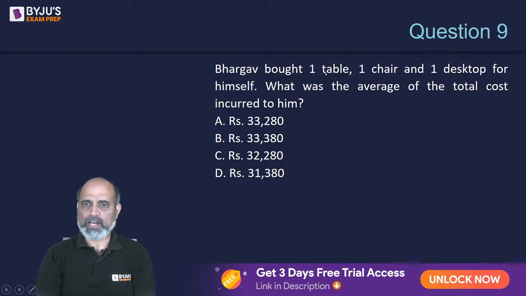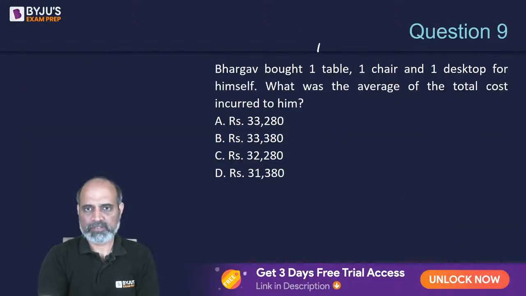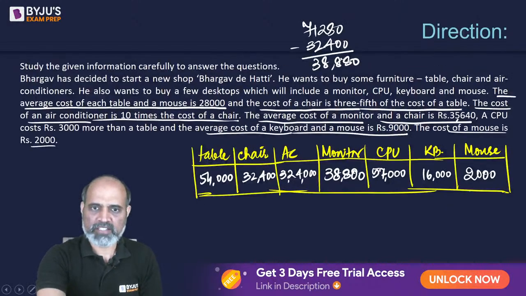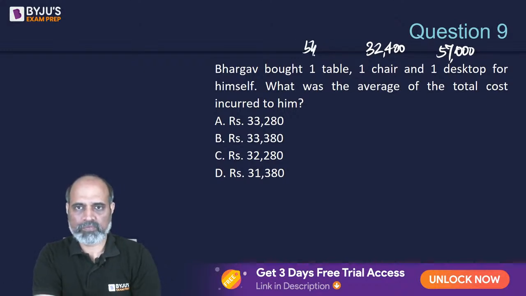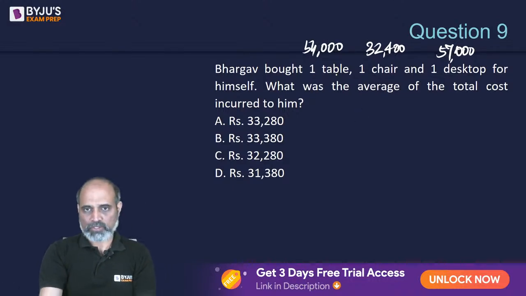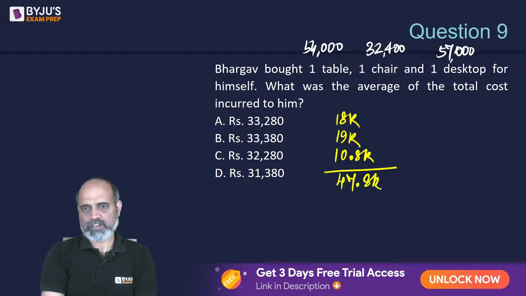Okay. Bhargav bought one table, one chair, and one desktop for himself. So one table is 54,000. One chair is 32,400. And our desktop was 57,000, right? So we need to calculate the average of these three. So 1/3 of 54,000 is 18. 1/3 of 57,000 is 19. 18 plus 19 is 37. And 1/3 of 32,400 is 10.8 thousand. We have to add all of these. 10, 20, 30, 47.8 thousand is the average.